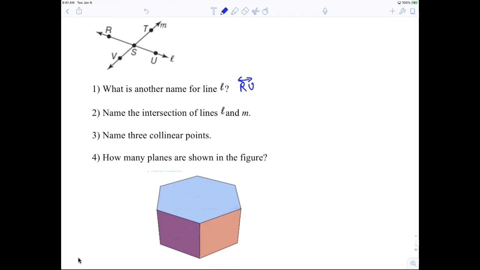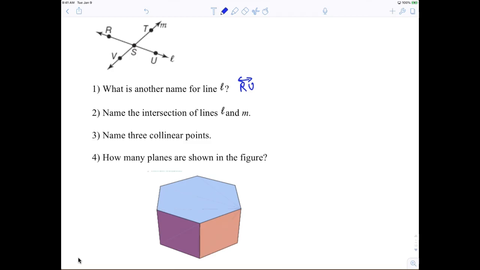Sorry, I just had a question. There was another definition. Coplanar. Yep. Collinear means on the same line, so coplanar probably means in the same plane. That's how simple it is. But the 3 collinear points would be what? R, S, and U. That is correct. You could also say V, S, and T. Lots of options here. If you're not sure, just let me know.